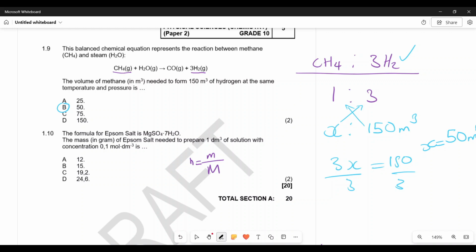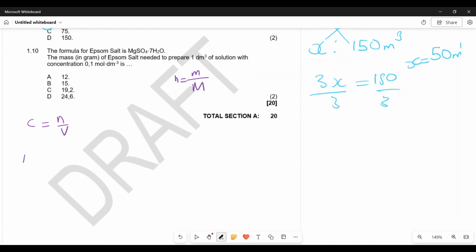Making use of this information, I have my concentration as well as my volume, meaning that to find my number of moles, I can use this concentration formula, C is equal to n over V, right? So as a result, my number of moles is equal to C multiplied by V. Now, my concentration here is 0.1. My volume, which should be in decimeter cubed, is 1. And as a result, my number of moles will be 0.1. Now, these are my number of moles for my Epsom salt. So now I'm going to substitute them into this formula here. Let me write it here. So my number of moles is 0.1.